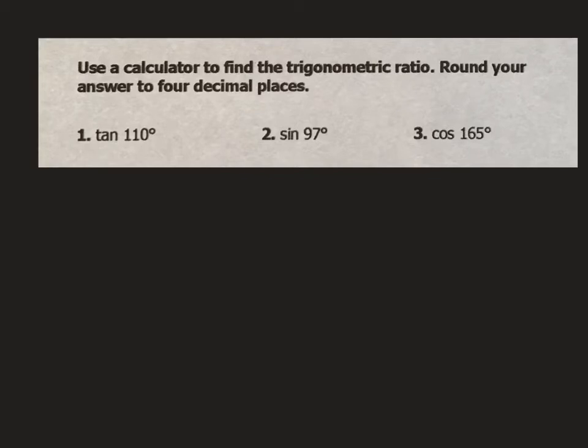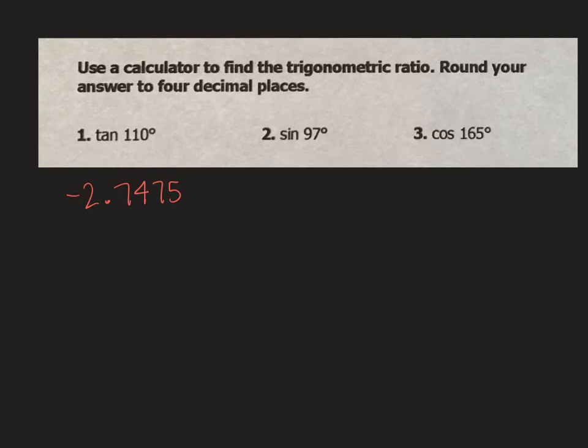Okay, so we're going to start off nice and easy. We're just going to use our calculator to find the value of each of these trig functions. So again, you want to make sure that your calculator is in degree mode. For number one, you're just going to hit tangent, type in 110 and hit enter. When we round that to the nearest 4 decimal places, we get negative 2.7475.